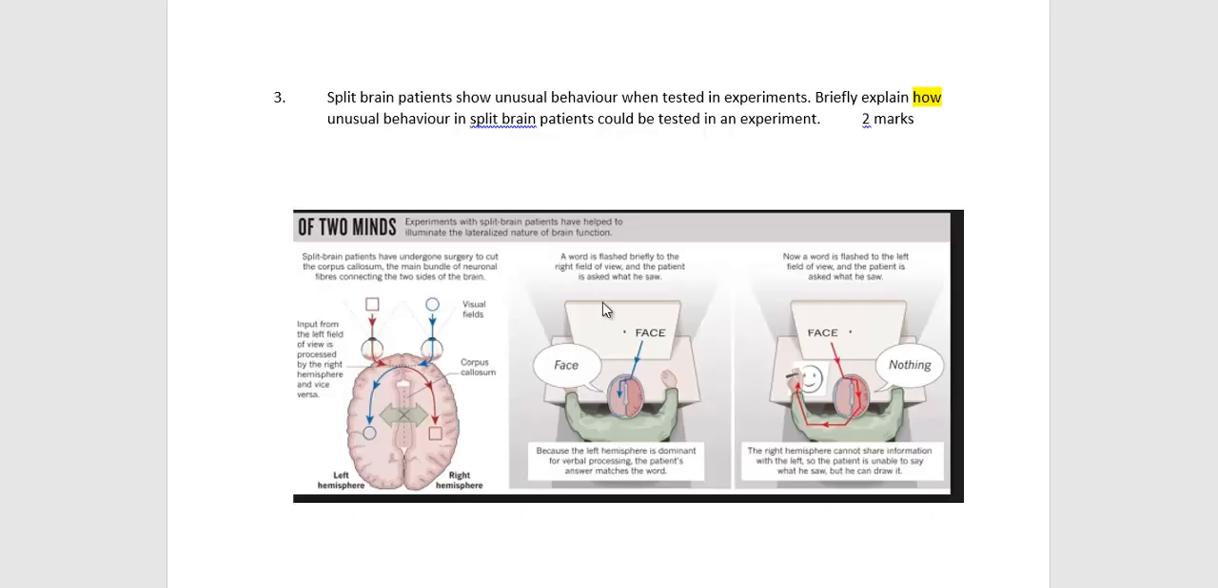So 1 mark is some sort of procedure about flashing this up in front of them, and the second mark would be for asking them to either say what they've seen or to draw what they've seen with a particular hand, for example, okay, to illustrate the understanding of the left hemisphere or the right hemisphere controlling left part of the body. In this case with language, left hemisphere is dealing with language.